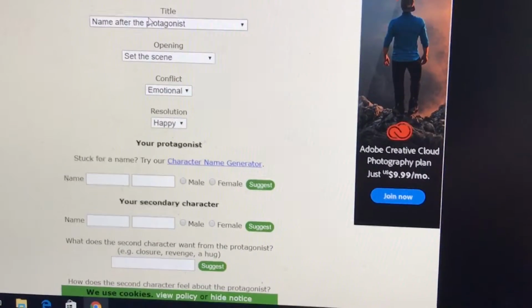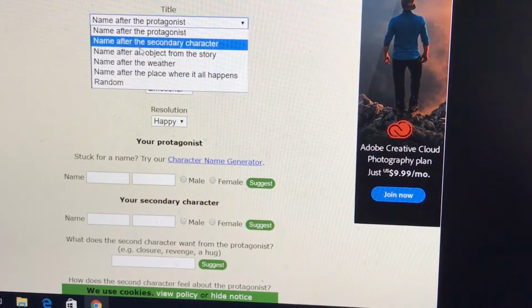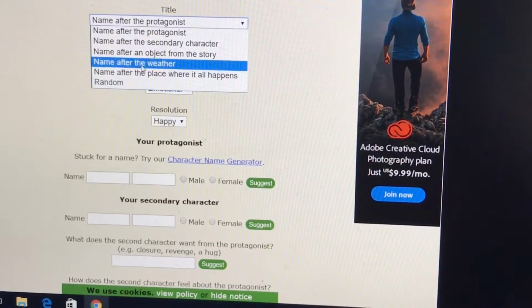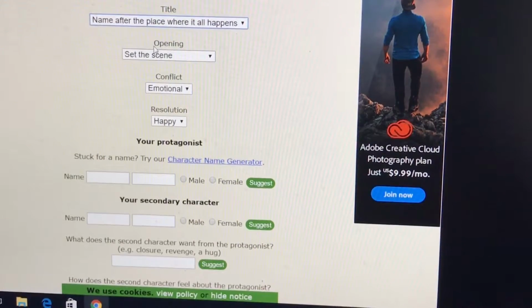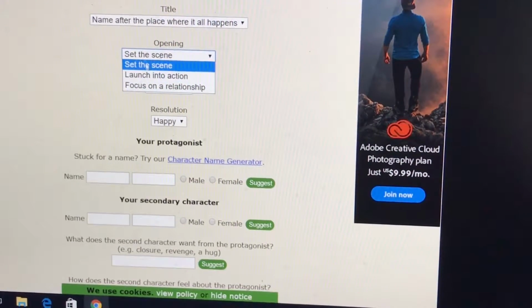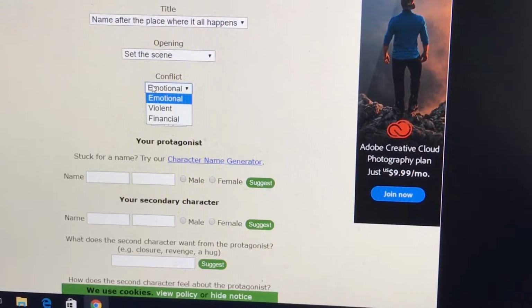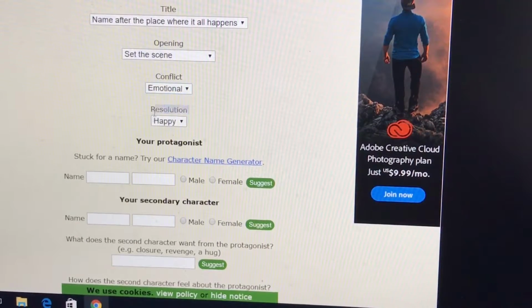Title: name after the protagonist, the second character, or the place where it all happens? Okay. Opening: set the scene, logic to action, focus on a relationship. Conflict: emotional, violence, or financial? Emotional. Resolution: happy, sad, or violent? Happy. You do some choices now.